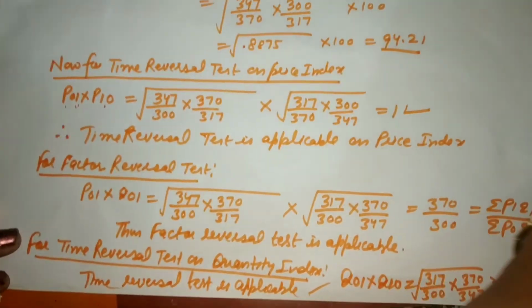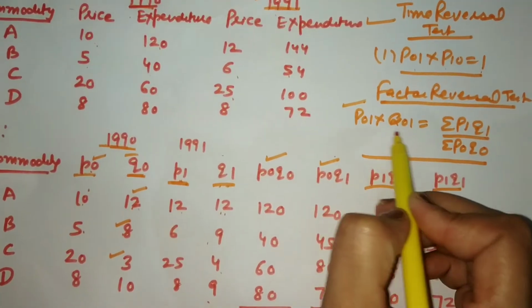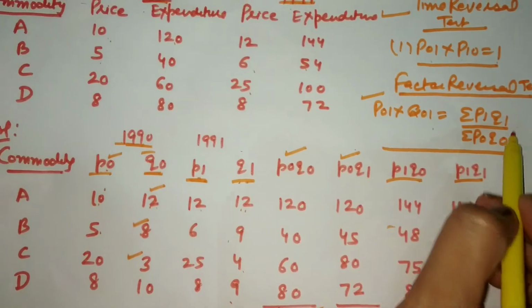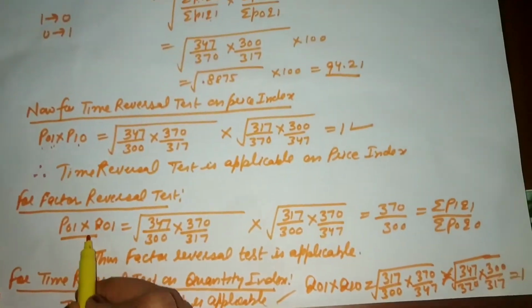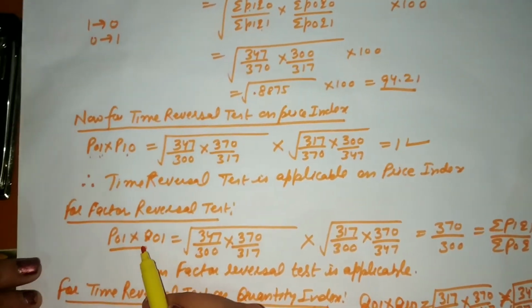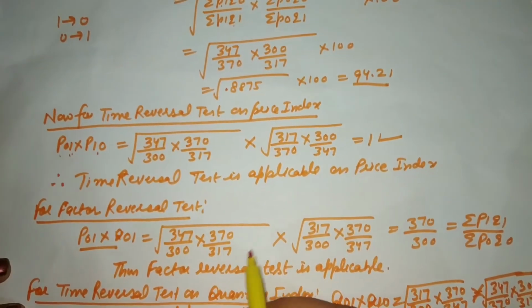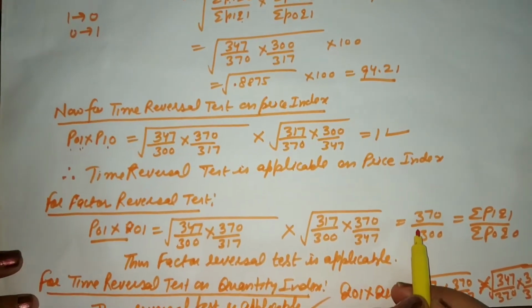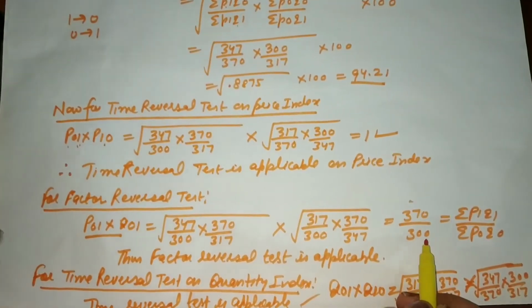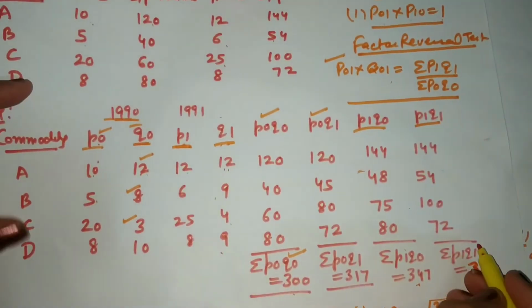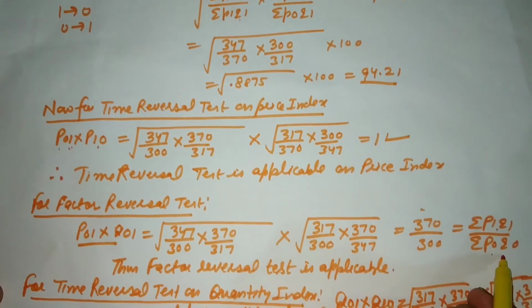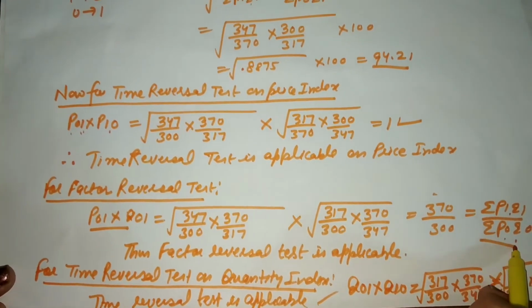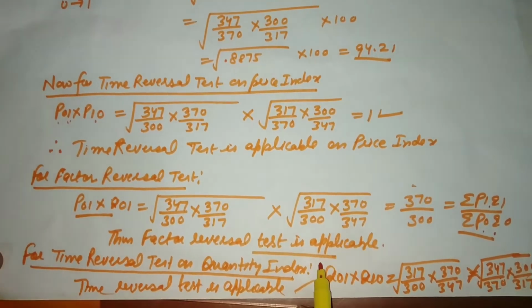Then for the factor reversal, I will check whether P01 into Q01 is equal to sigma P1 Q1 over sigma P0 Q0. So I will check it here. I have already calculated the values of P01 and Q01. After simplification, putting the values here, I am getting 370 over 300. What is 370 over 300? 370 is P1 Q1 and 300 is P0 Q0. I can write P1 Q1 over P0 Q0. So this is the factor reversal condition, hence the factor reversal test is also satisfied.